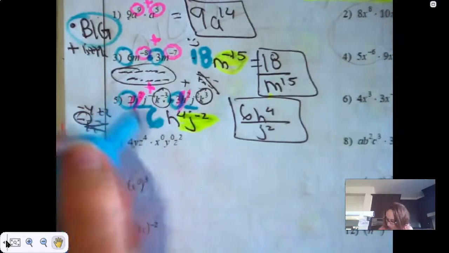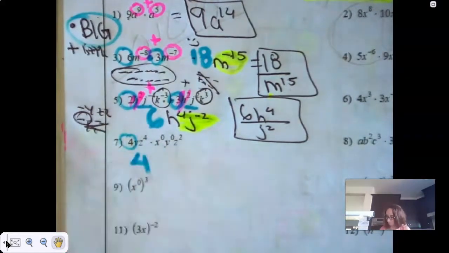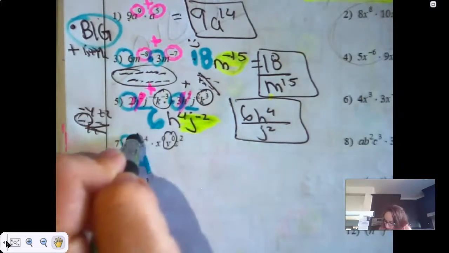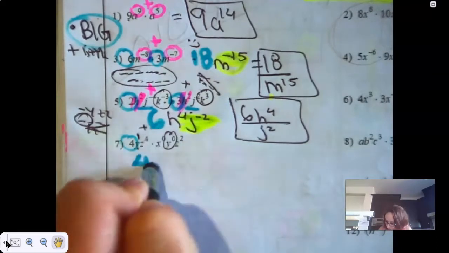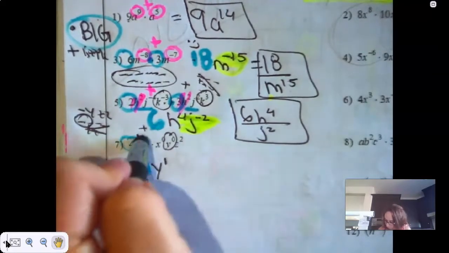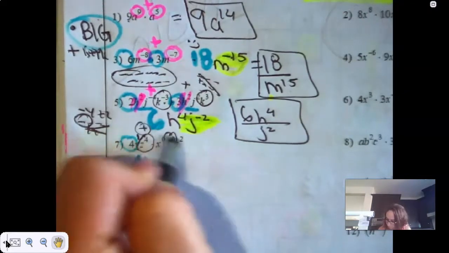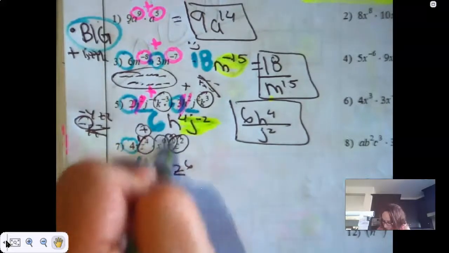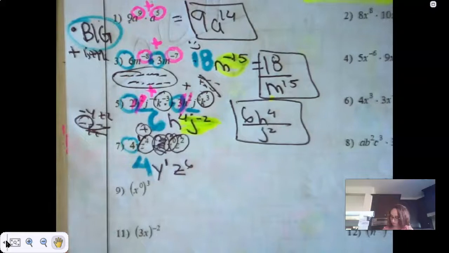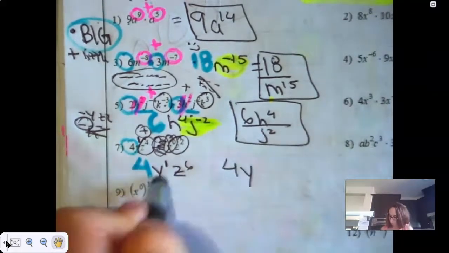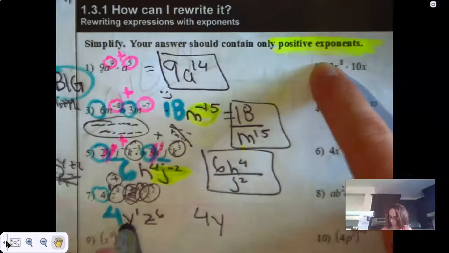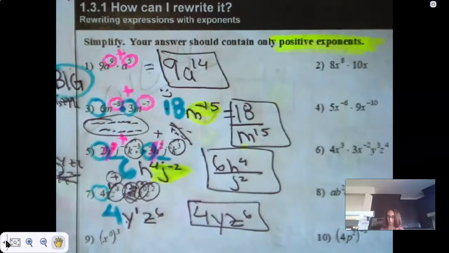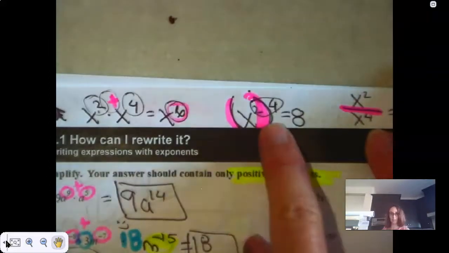I see the 4. Good. I see y. There's 1 here and 0 here. So 1 plus 0, 1. Then I see 4 z's plus 2 z's, 6 z's. And then it's x to the 0. Well, that means I don't have any. And then my answer is 4y, positive. Yep. Z6. Okay. Now, when I have parentheses, I multiply.